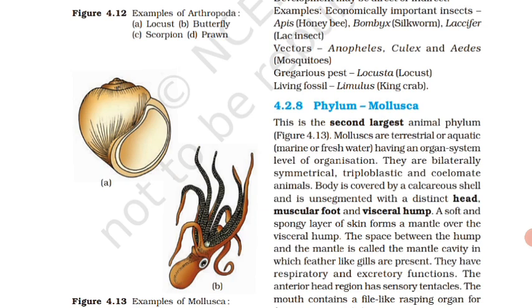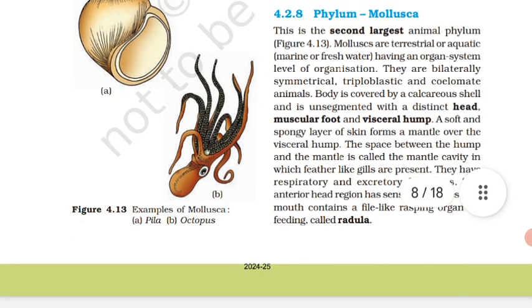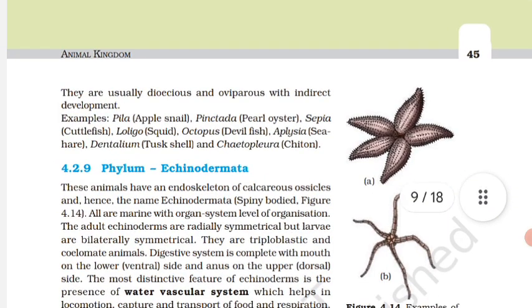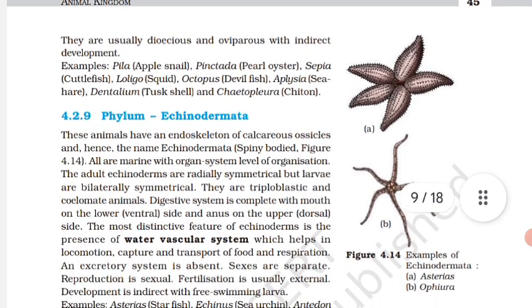Circulatory system is of open type. Respiration takes place through gills. Excretory organ is proboscis gland. In the phylum Hemichordata, excretory organ is proboscis gland. Sexes are separate. Fertilization is external and development is indirect. Examples are Balanoglossus and Saccoglossus. Balanoglossus and Saccoglossus are examples of Hemichordata. The next phylum is Chordata.